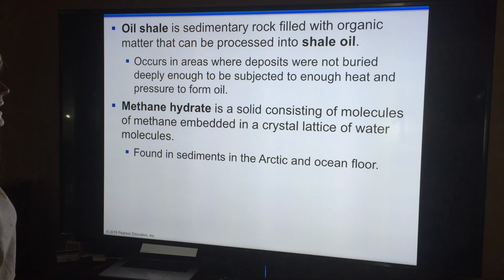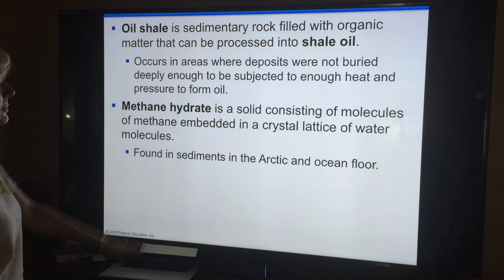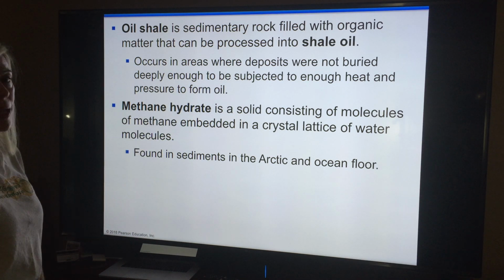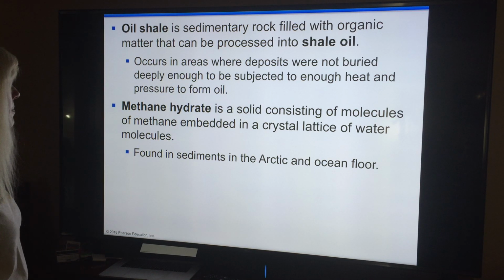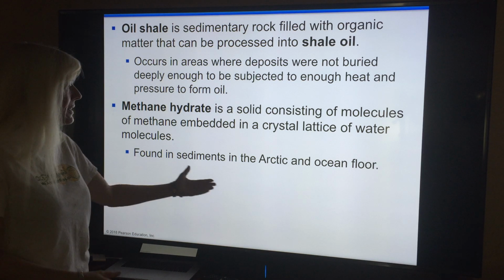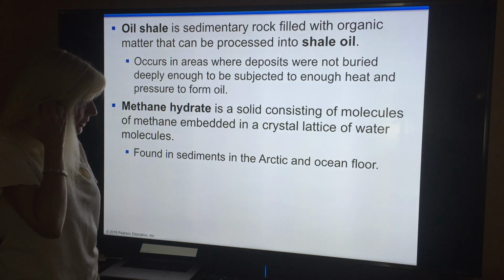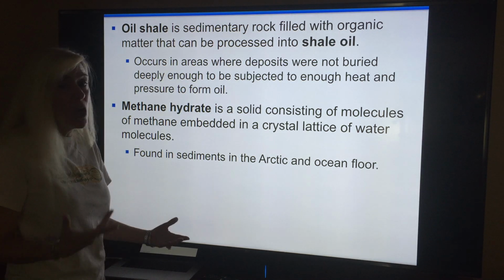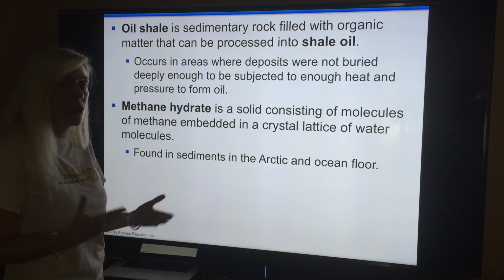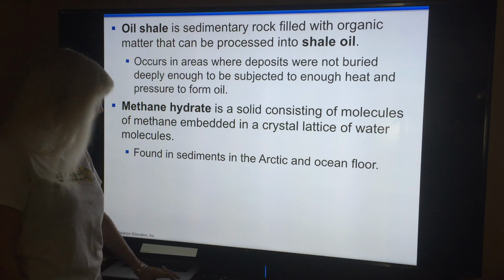So then we have methane hydrate. You chemistry people already know what that is: a solid consisting of molecules of methane embedded in a crystal lattice of water molecules. It's found in the sediment of the Arctic and ocean floor. So that can't be good when that comes up, because we know methane is the most efficient greenhouse gas.